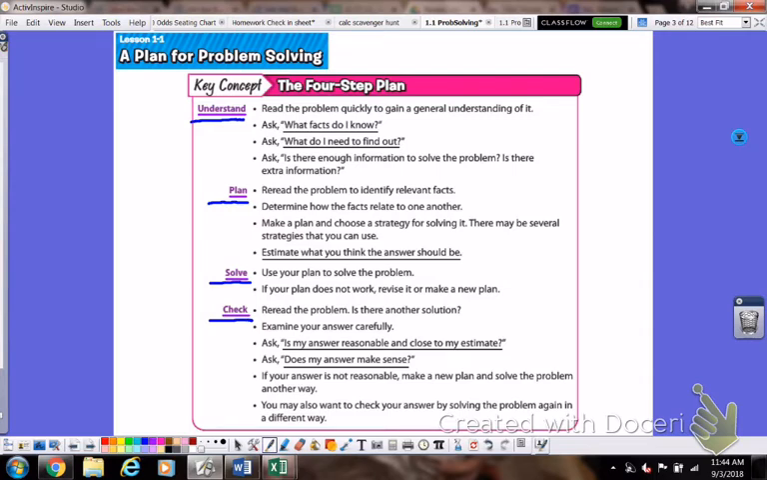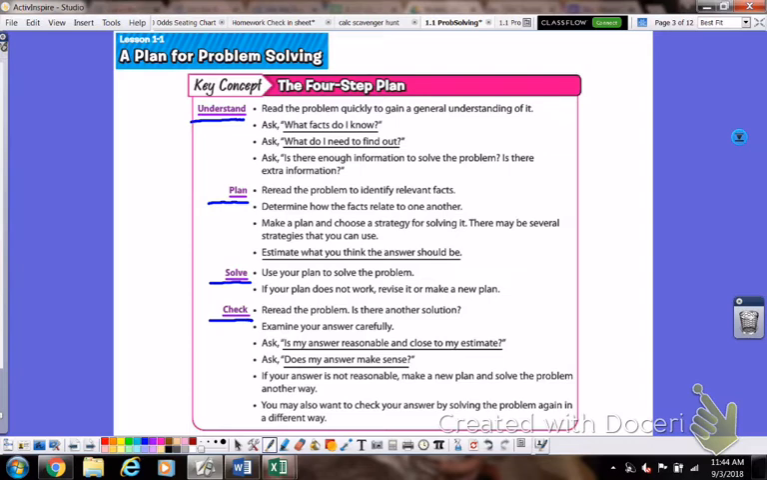Mistakes mean we go back and come up with something new. Finally, once we have our answer, we're going to reread the problem and make sure there isn't another solution. Examine your answer carefully and ask ourselves, is my answer reasonable and close to my estimate, and does my answer make sense? If your answer is not reasonable, make a new plan and solve the problem another way.